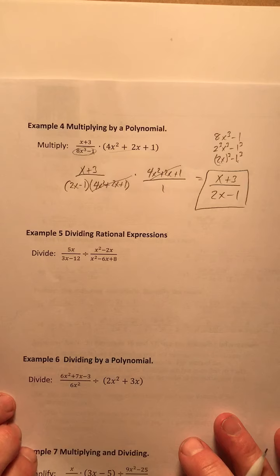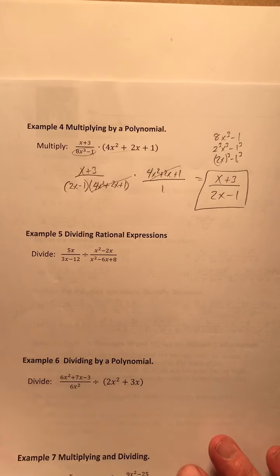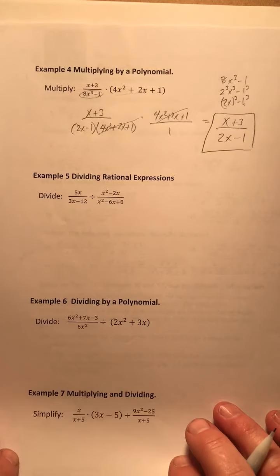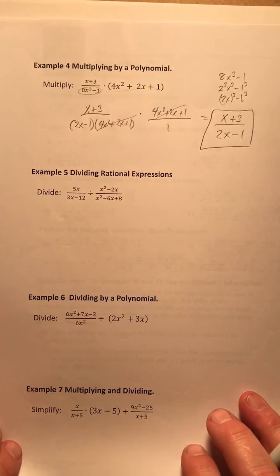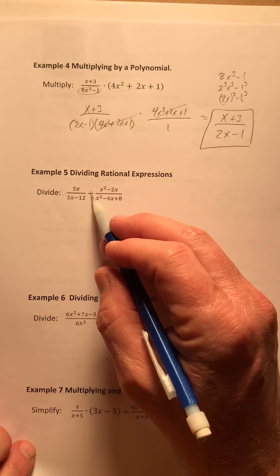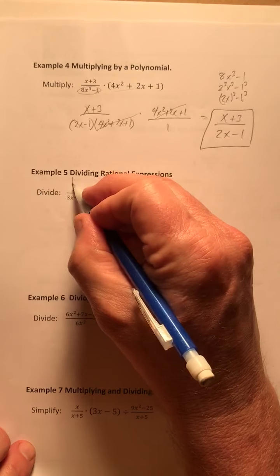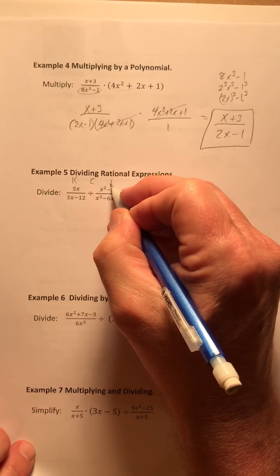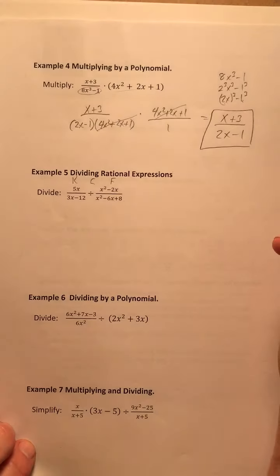All right, so it's all kinds of factoring here. You need to know all your factoring stuff. All right, example 5. This one is a division one. So the only thing you have to remember here is your keep, change, flip. But we're still doing the same thing.